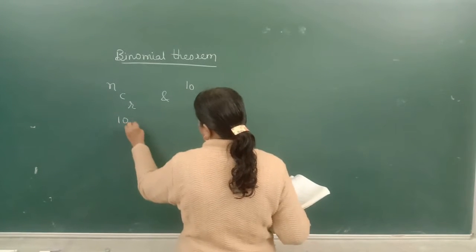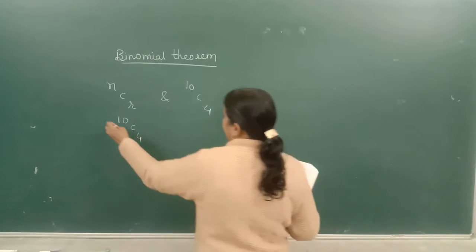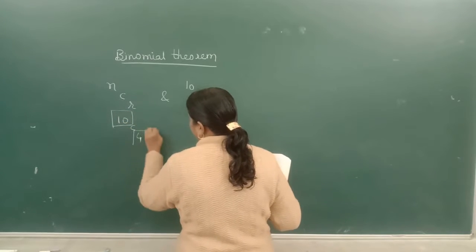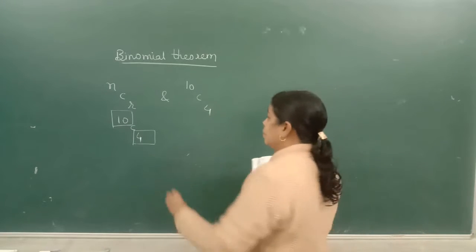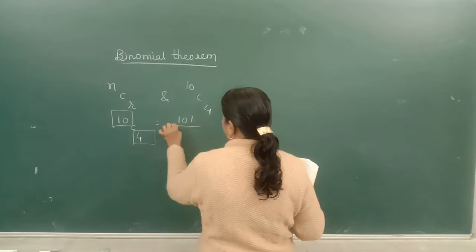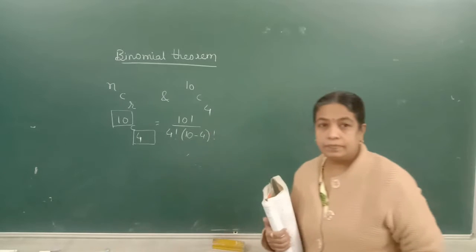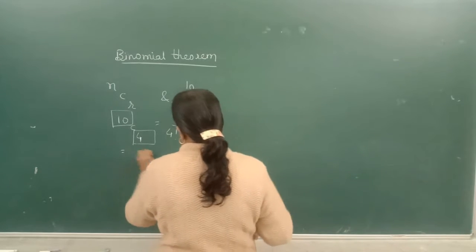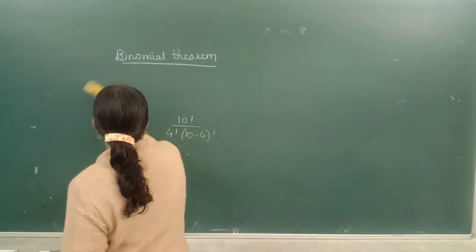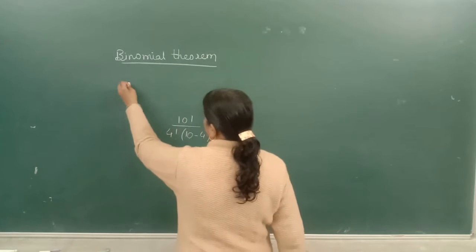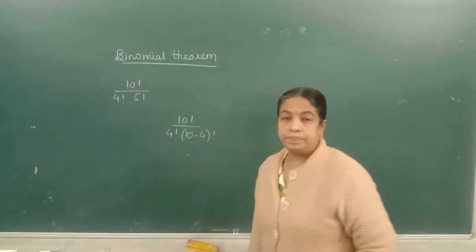Now see, suppose we take the example of 10C4. If we want to find the value of 10C4, that means out of 10 items we are going to select 4 in the given combination. How to find this? This is 10 factorial upon 4 factorial into (10 minus 4) factorial. Now, how to solve this? In such cases, always try to cancel the bigger part. So we get 10 factorial upon 4 factorial into 6 factorial.